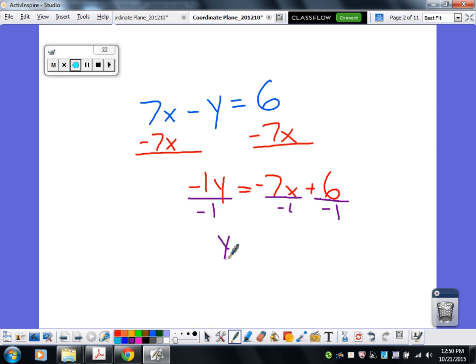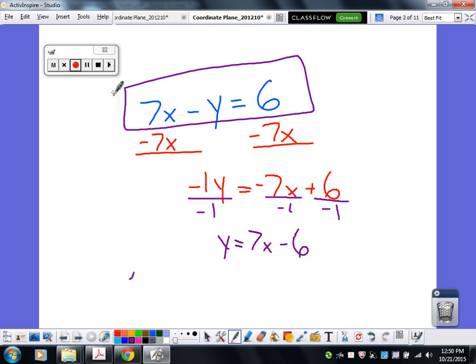So I get y equals, what's that give me? I don't have the over 1. 7x is what it gives me. I don't have to write the over 1. So 7x, and then what's 6 divided by negative 1? So it's minus 6.